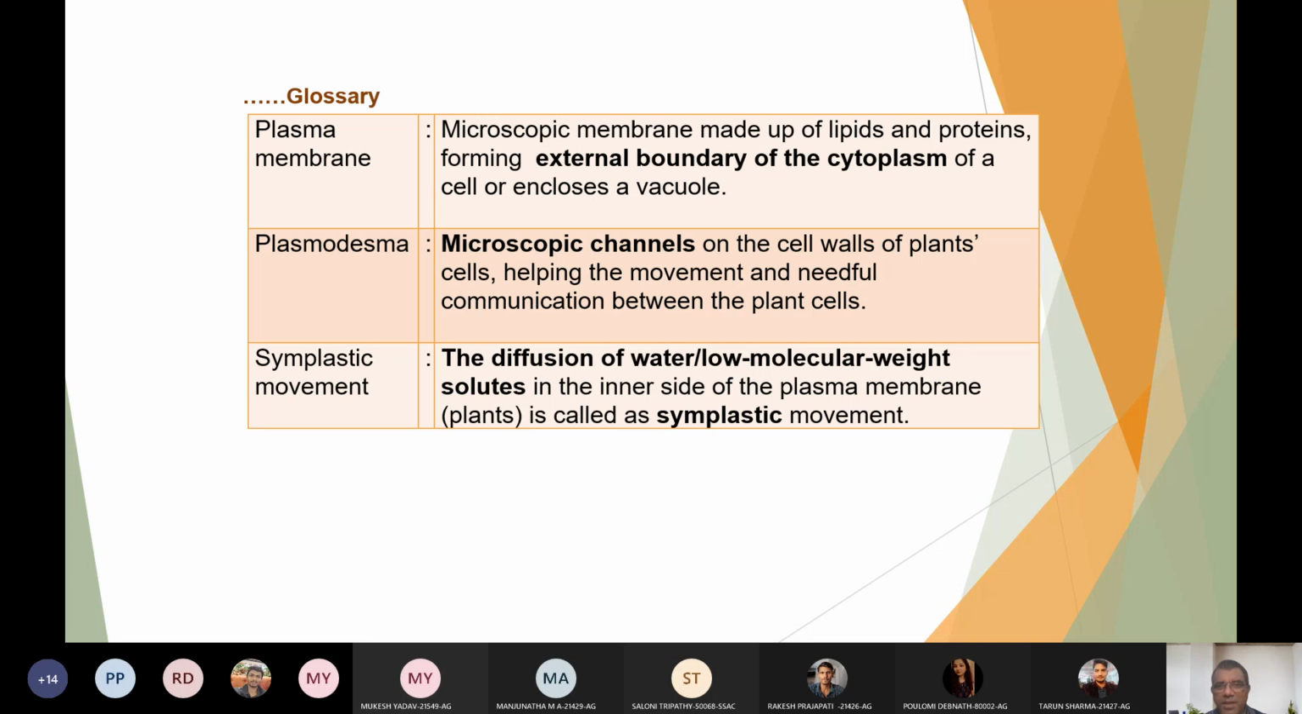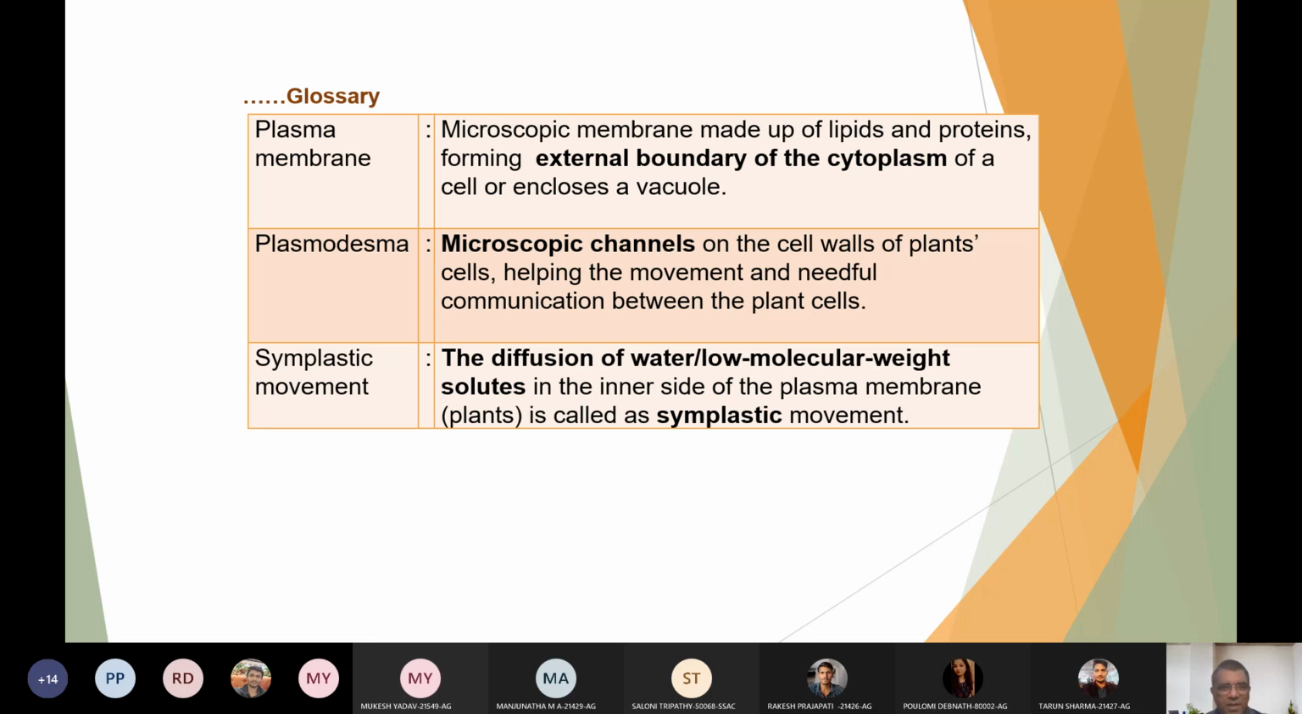Now, the plasma membrane. You must have seen the structure of the plant cell: outside is the cell wall, then the plasma membrane, and the cytoplasm, and then you have cell organelles, in which you also have vacuoles. So the plasma membrane is a microscopic membrane made up of lipids and proteins, forming the external boundary of the cytoplasm of a cell, or the enclosure of a vacuole also.